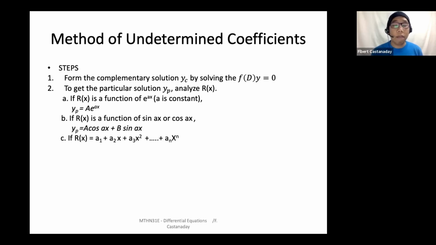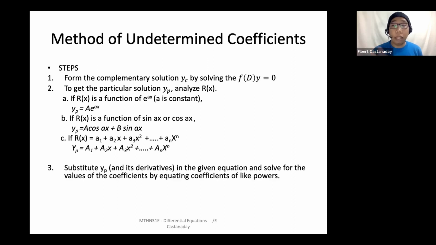Now for letter C, if the r of x is equal to a sub 1 plus a sub 2 x plus a sub 3 x squared and so on, we write y sub p equal to the following terms. It means that it comes from a repeating root.